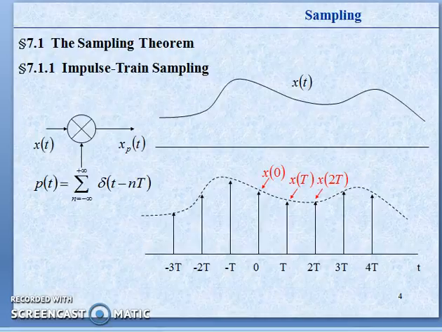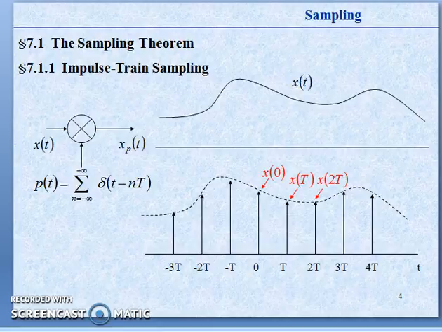To understand how a continuous time signal can be converted to digital or discrete, there are many techniques in the sampling theorem, called ideal sampling and practical sampling. In ideal sampling, the sampling function that we use is an impulse train. With respect to this diagram, I have considered an analog signal x of t, multiplied this with an impulse train p of t to get a sampled version xp of t.